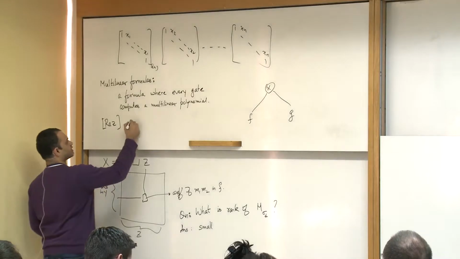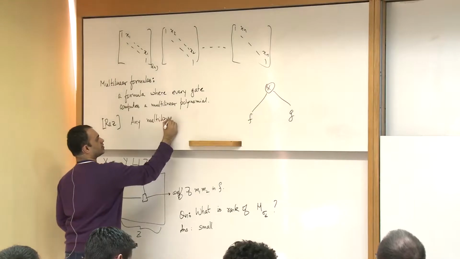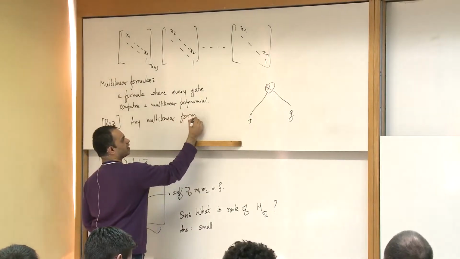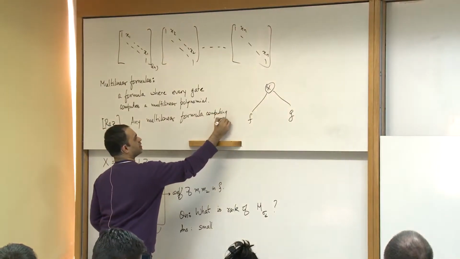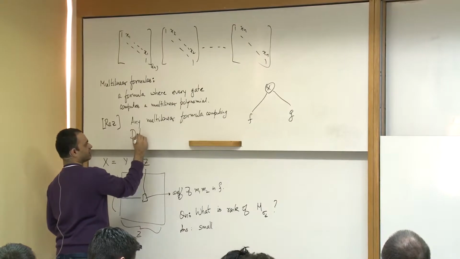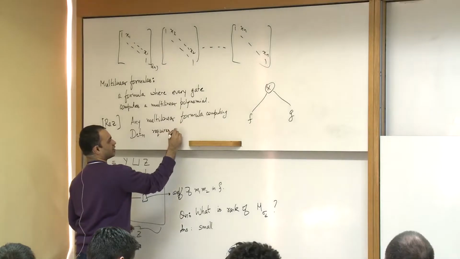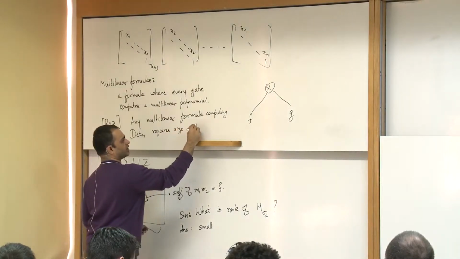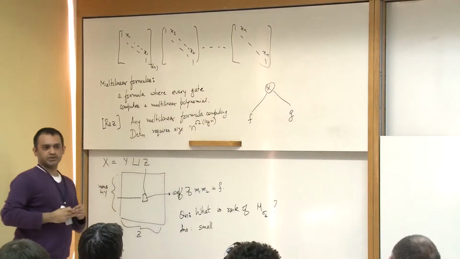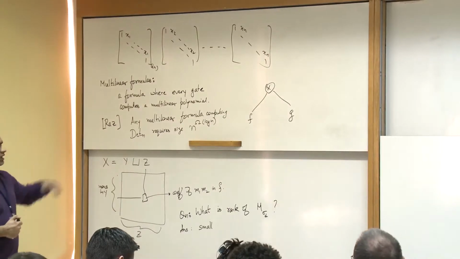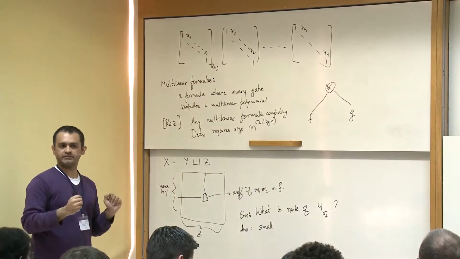So Raz showed that any multilinear formula computing the n cross n determinant requires size n power omega log n. So he gave a super polynomial lower bound, in fact an n power log n lower bound, for any multilinear formula that computes the n cross n symbolic determinant.